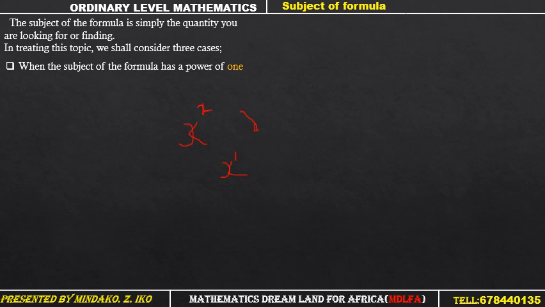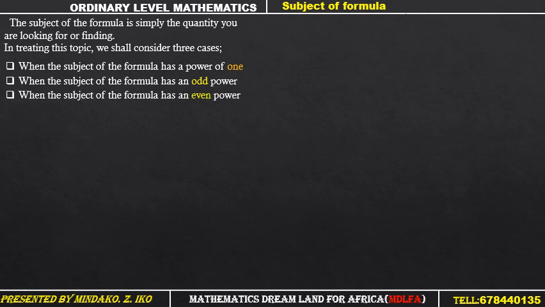So in our first case, we look at when the subject of the formula has a power of 1, and in our second case, we are going to look at when the subject of the formula has an odd power. We know odd numbers, right? Like 3. That is another case. And when the subject of the formula has an even power, even numbers like 2, 4, 6, 8, 10, right up to n, provided n is even. So let's look at case 1.